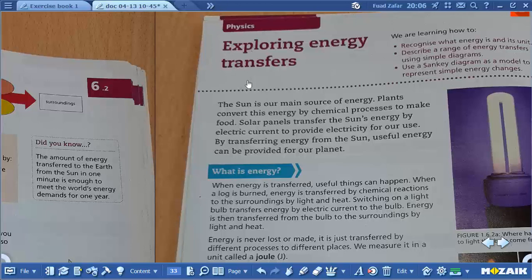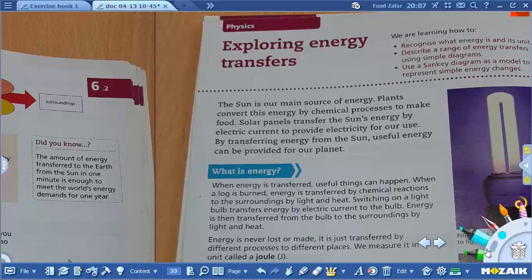So let's start. Our first topic, exploring energy transfer. That means how energy transfers. It said the sun is our main source of energy, and plants convert this energy by a chemical process to make food. So we get energy from what? From the sun. Plants convert, which means change, this energy by a chemical process to make food.